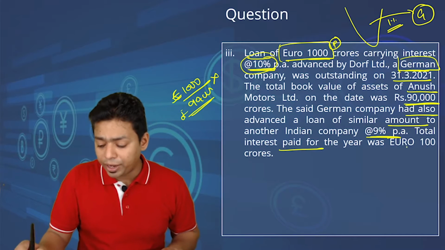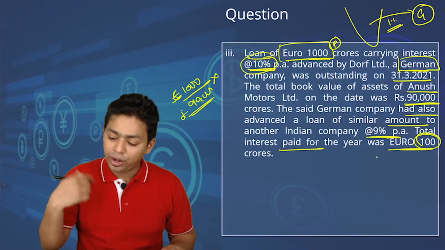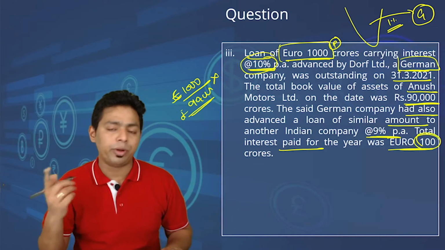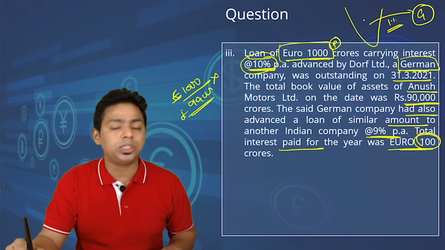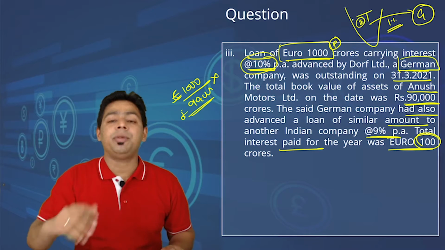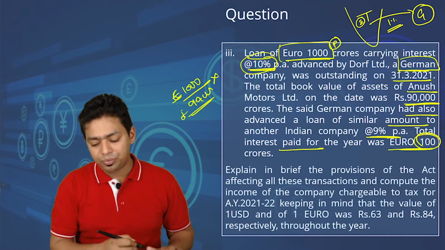The total interest paid for the year was euro 100 crore. So 100 crore we have paid, and on 100 crore, we have given an extra 1%. That much amount we have to add back to our profit. That is excess expense shown by the Indian entity. So the arm's length price is 9%, but we are showing it as 10%. We have to disallow 1%. This is how you can understand.